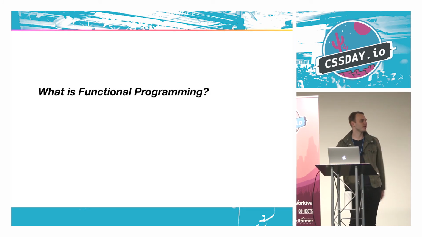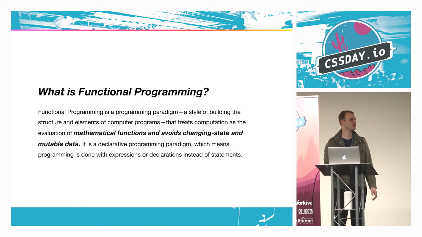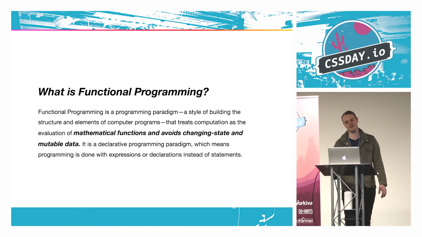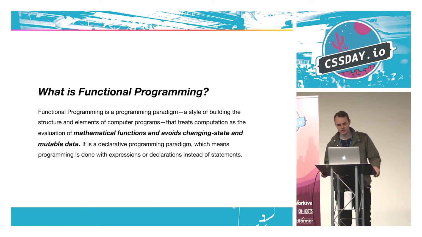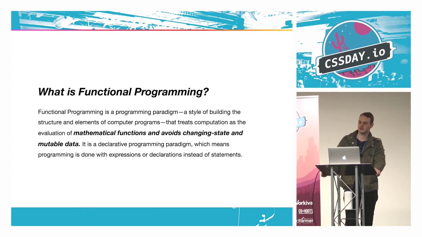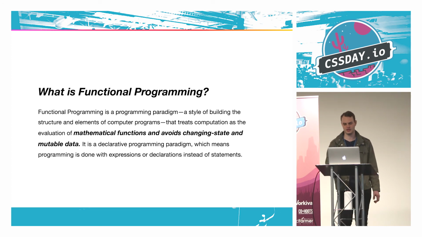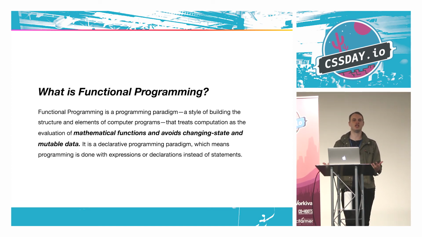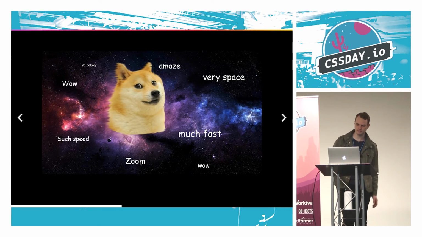So what is functional programming? We have to go to the source of all knowledge, which is Wikipedia. And Wikipedia tells us that functional programming is a programming paradigm, a style of building structure and elements of computer programs that treats computation as the evaluation of mathematical functions and avoids changing state and mutable data. It is a declarative programming paradigm, which means that programming is done with expressions or declarations instead of statements. So really, at the core of it, functional programming is treating our programs like math. We want to have inputs and we want to have a predictable output.